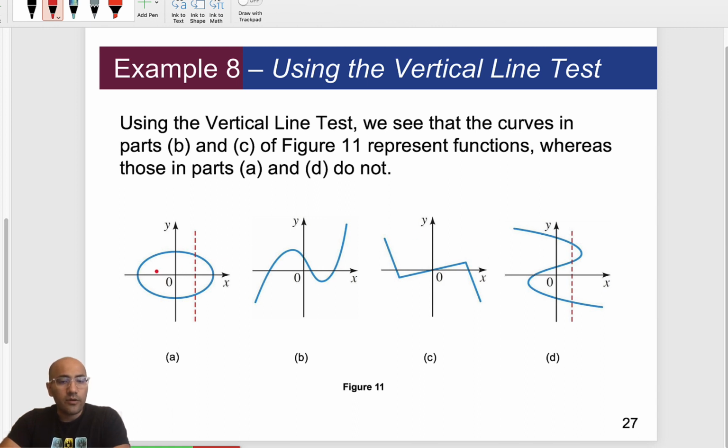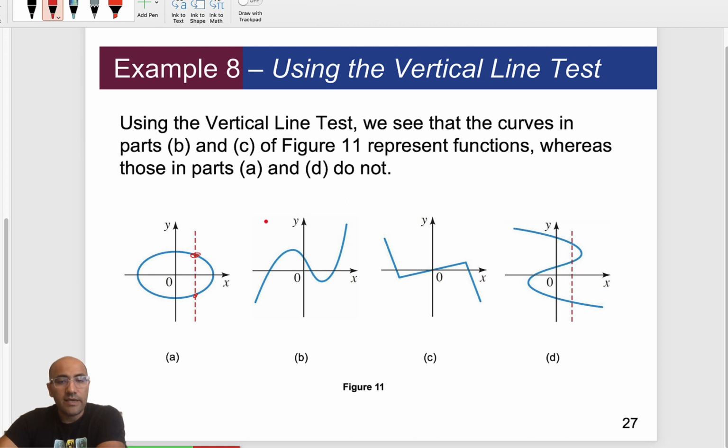So for part A, as we sweep a vertical line back and forth, we can clearly see that it's going to touch the curvature at more than one spot in lots of places. And so therefore, this is not the graph of a function. It's some sort of oval or circle or something. So it's not the graph of a function. As we sweep a vertical line in this function, we see that it's only ever going to touch one point at a time. So B is the graph of a function.